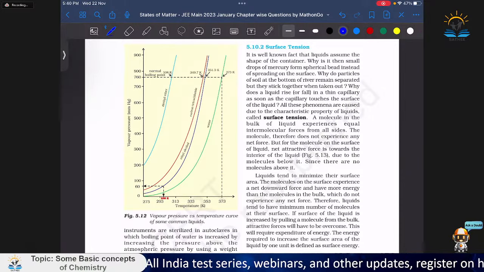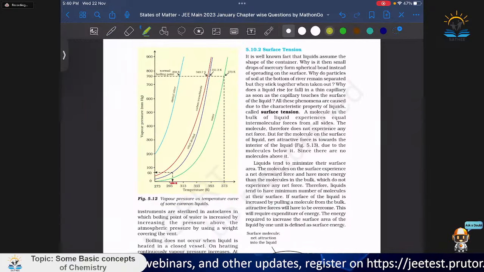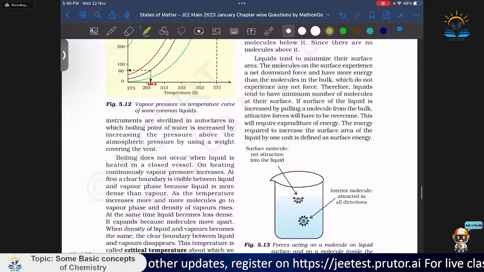And here we have a vapor pressure versus temperature curve for common liquids. As you can see, they are not ideal. It is not a straight line, right? Okay. No need to remember this vapor pressure data. We just need to know its definitions, right?